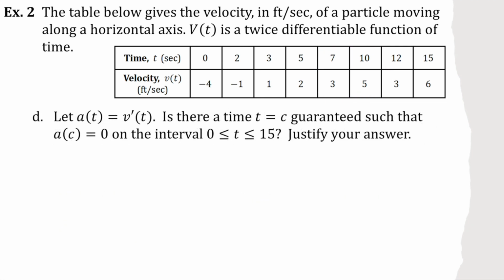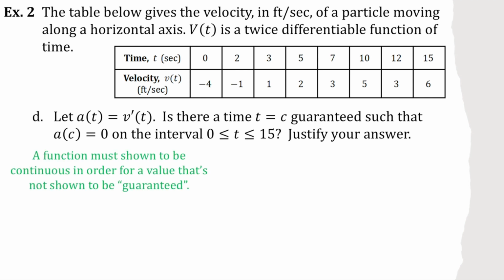Part D has a lot going on, so pay attention. Let a of t equal v prime of t. Is there a time guaranteed such that a of c equals 0 sometime between 0 and 15 seconds? Is the acceleration ever 0? And of course, we're going to justify our answer.